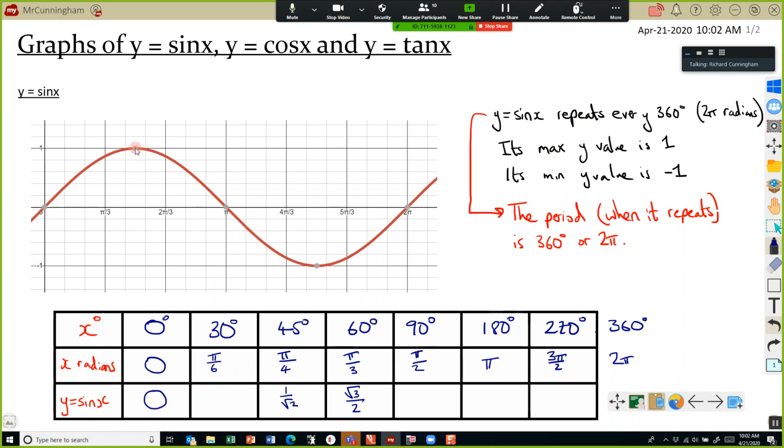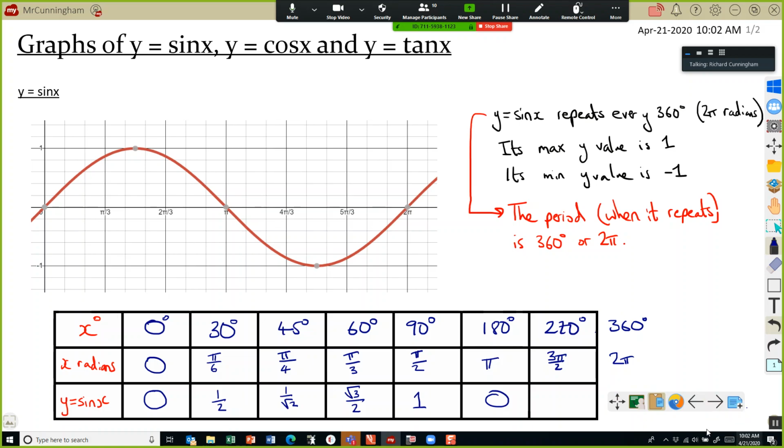Sine of 90 is 1. Okay, there's 90. Okay, sine of 90 is 1. Sine of 30 is 1/2. Good. Good. Sine of 180, there's 180, it's 0. Sine of 360 is 0.